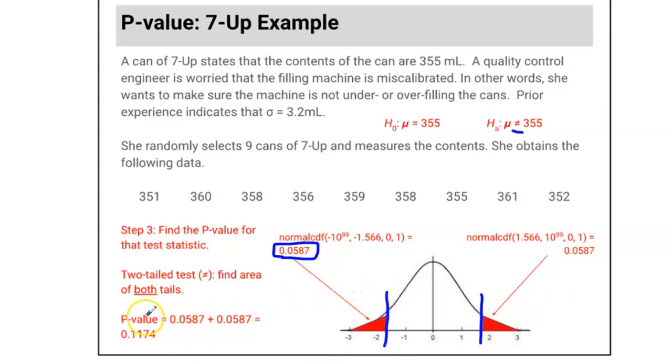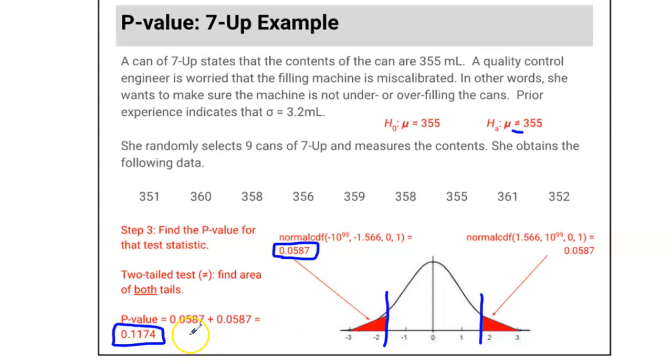That means we're taking our two p-values, our two areas of the tails, and adding them together. That's 0.1174. So let's think about what that means. That means there's an 11.74% chance that the data that we found from our experiment happens due to random chance.